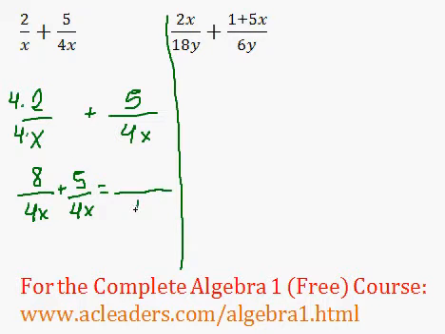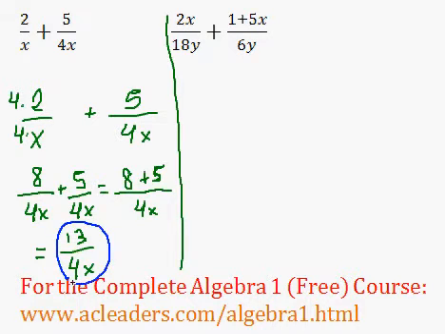So now we can combine the two fractions with just one 4x down at the bottom, because that's the common denominator, and combine the 8 and the 5. So we have 8 plus 5. Okay, now 8 plus 5 is 13, all over 4x. And that's it. We can't go any further. That is our final answer for the addition of these two rational expressions.